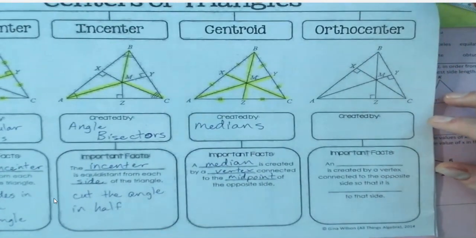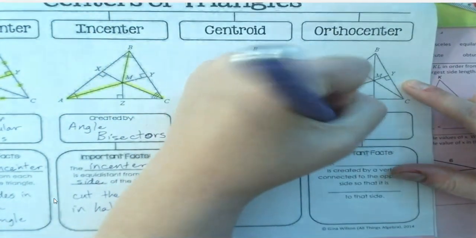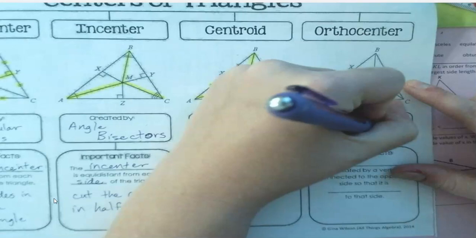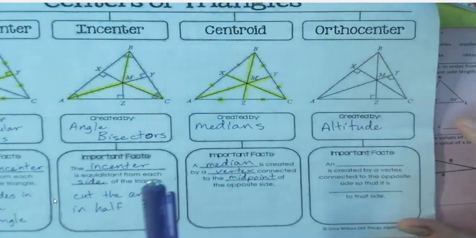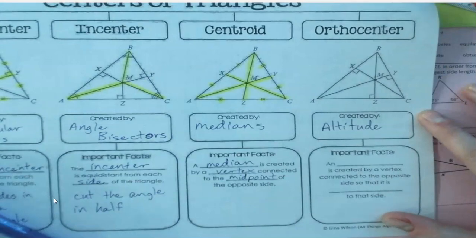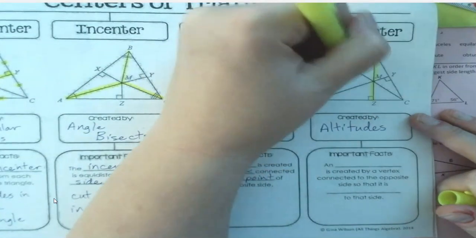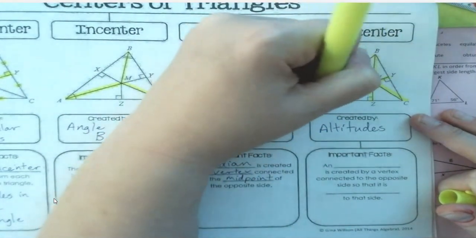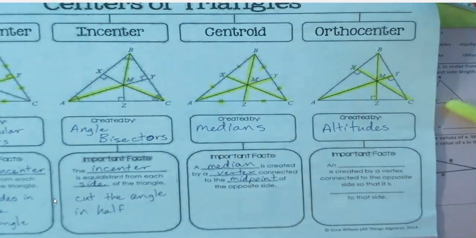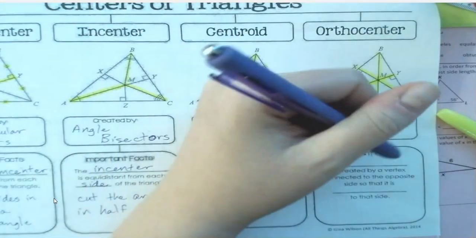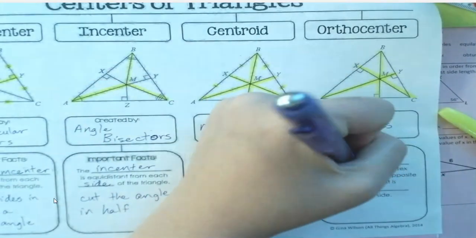It's pretty simple. Then the orthocenter is created by altitudes. So you may, is that how you spell altitude? Yeah, I guess so. It's created by altitudes. And these are actually going to go all the way through. So B to Z, X to C. And then A to Y. All right, things that are important, things that you're looking for. There is a right angle in the orthocenter. So there are right angles.